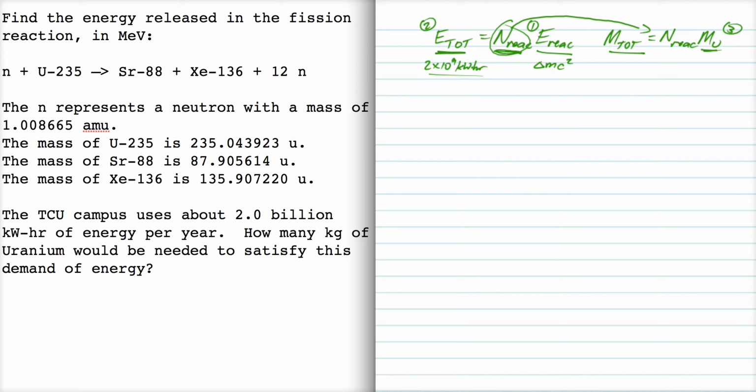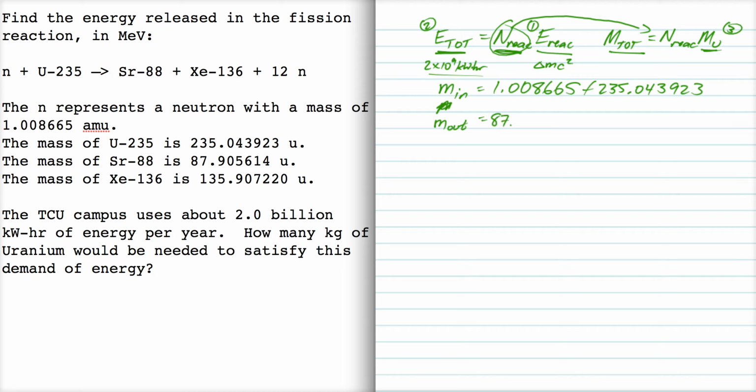If you haven't already tried to work it, then you should do that now before you watch me. So the input mass is proton mass. Neutron mass. My bad. 1.008665, and a uranium. Uranium is 235.043923. Okay, and the output mass is, you got the strontium, and all these masses are given.